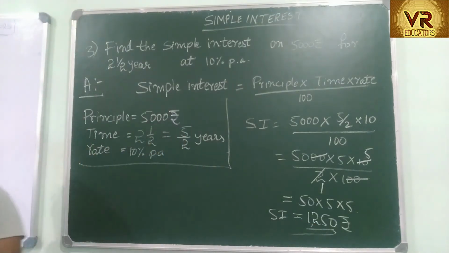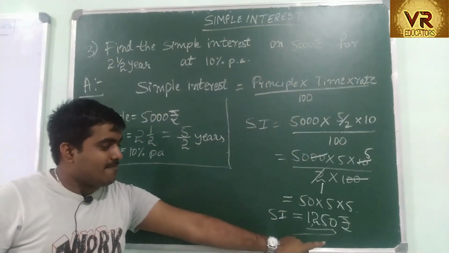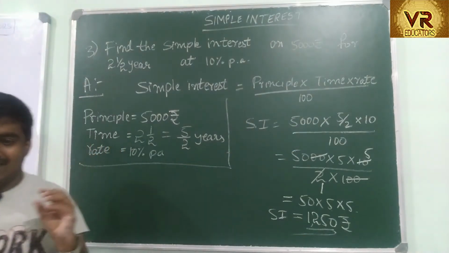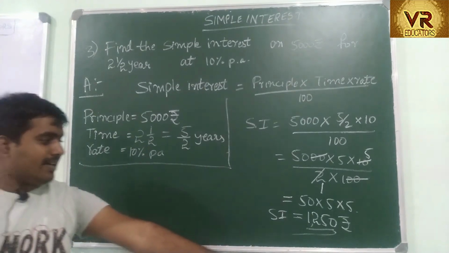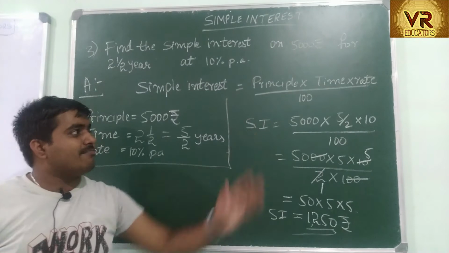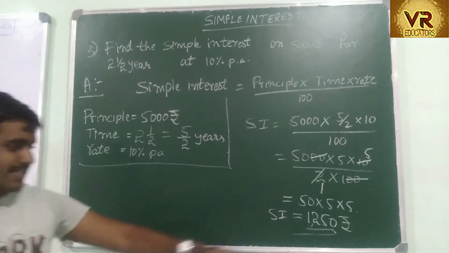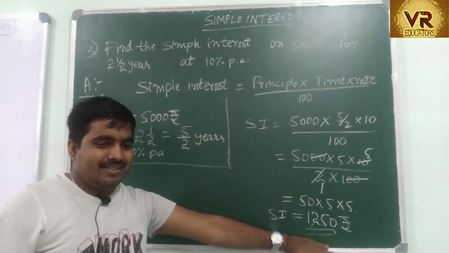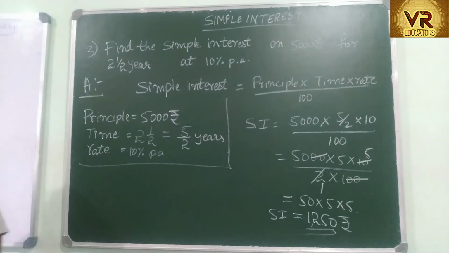So you can always observe that the principal amount will always be greater. Simple interest will always be a smaller amount. You will never get simple interest greater than the principal. Sometimes I have seen people making this mistake. So you can guess this: simple interest value will always be smaller compared to the principal, in case you have made any mistakes.